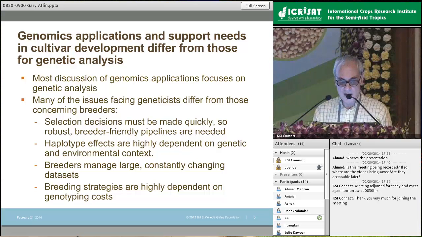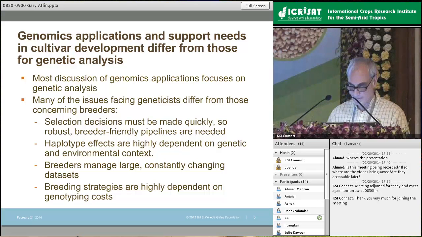And breeding strategies are highly dependent on costs. So genotyping costs, line development costs, and we have a couple of experts on that issue here. I encourage you to talk to them about them. Jeff Endelman, John Hickey, Aaron Lorenz are doing the best work in plants on trying to work out actually how to use high-density genotypic information in a cost-effective way.